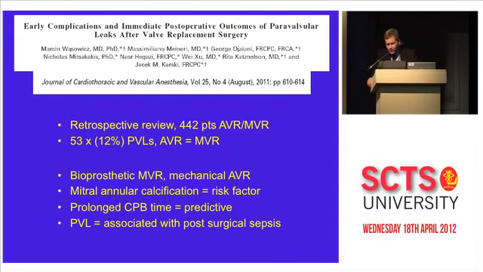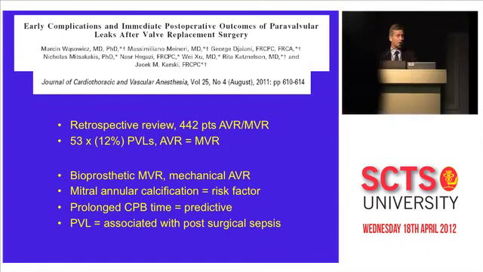Next paper from Toronto, and very interesting. They looked at 442 patients, this came last year, a retrospective analysis, both aortic and mitral valves. And they found 53 patients with paravalvular leaks, half aortic valve and half mitral valve repairs. And they found that the mitral valve position is usually when you have a bioprosthetic valve that it gives you problems. And it can be a reason for that.